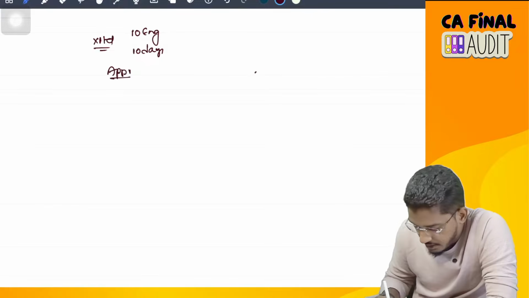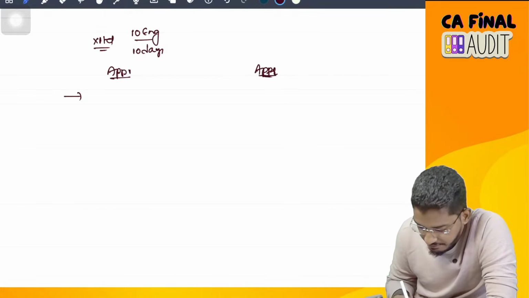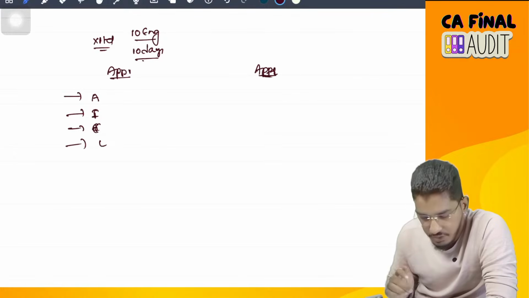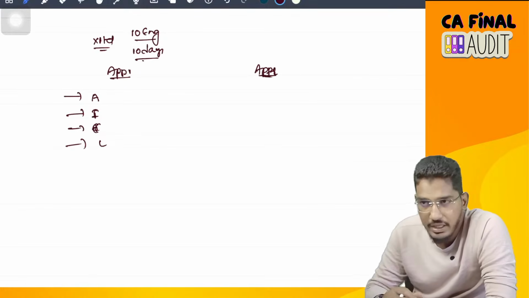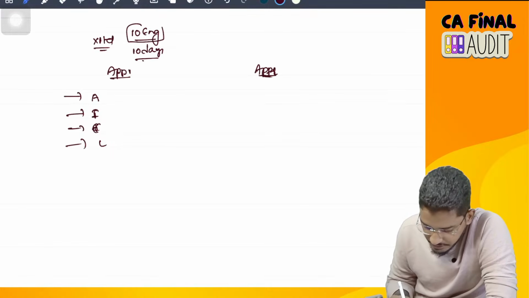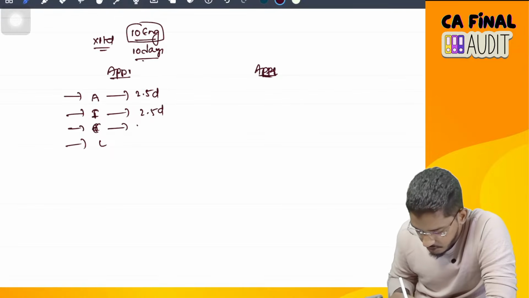Approach 1, approach 2. In approach 1, since I have 10 days of time and 10 engagement team members, I have 4 areas to cover: assets, incomes, expenses, liabilities. After covering all 4 areas, I have to form a conclusion and give the reporting. So I will allocate 2.5 days equally for each and every area.